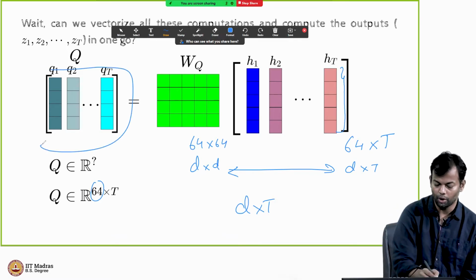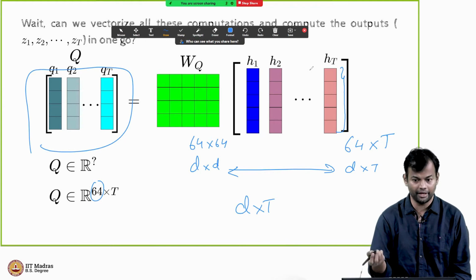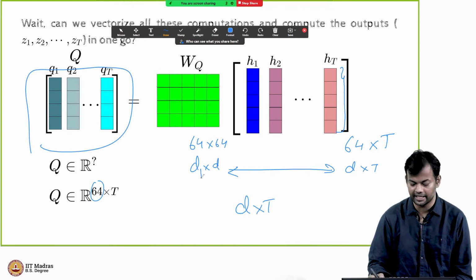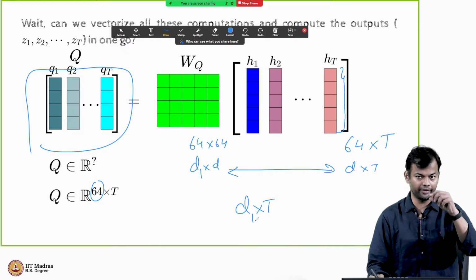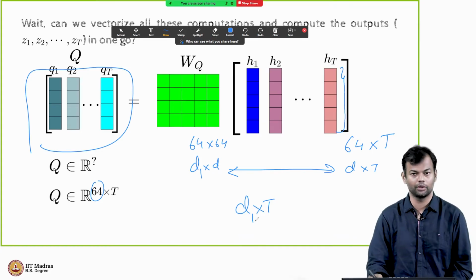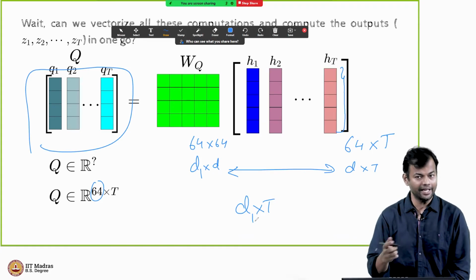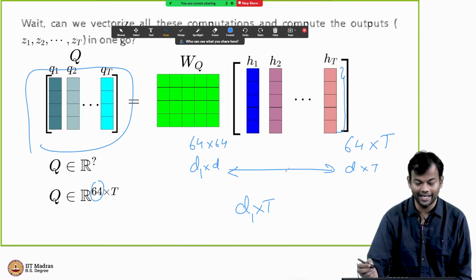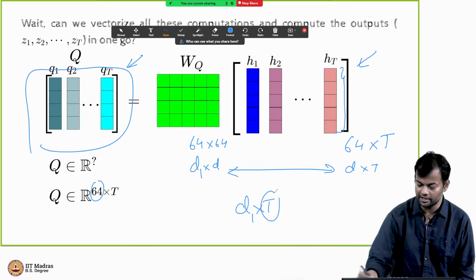So this Q would also be of the same size as your input representation, but you could have different sizes also, right? So if you had chosen this as D1, then your output would be D1 cross T, right? And so the D1 could either be bigger than D or smaller than D based on whether you want to just project to a smaller space or a higher space, but that is not the main point here, right? The main point is that you had T inputs and you have T outputs, right? This is not changing, right?